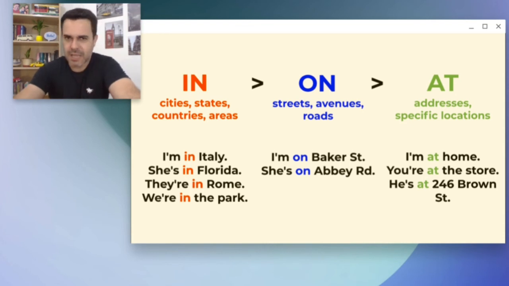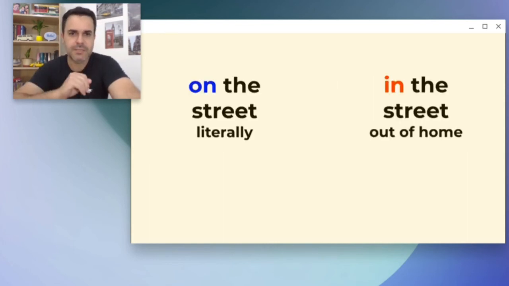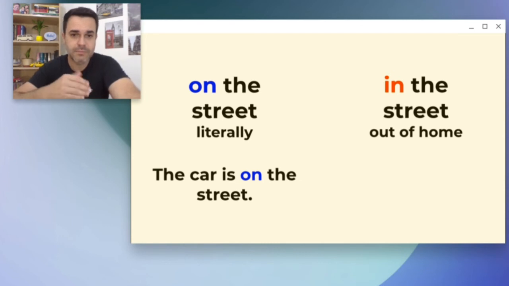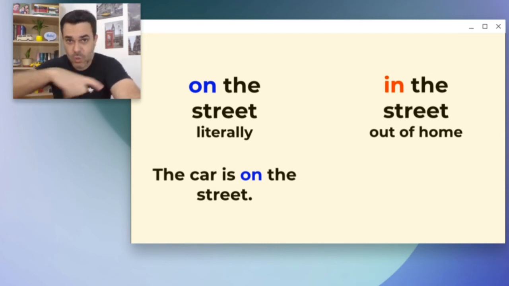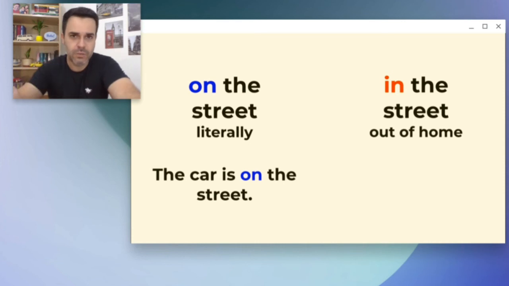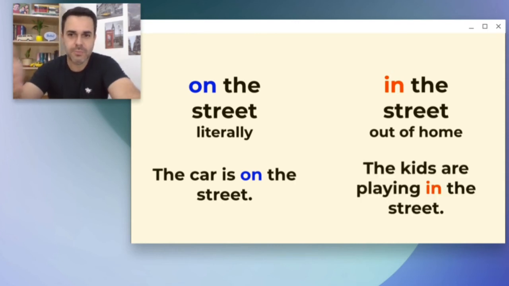Now let's see some exceptions. On the street is different from in the street. On the street is literally on the street, like the car is on the street. It is there on the actual street. In the street, though, means out of home. It's not indoors, it's outdoors, it's out of home, outside, like the kids are playing in the street. They are not necessarily on the street, they are outside, so they're in the street.